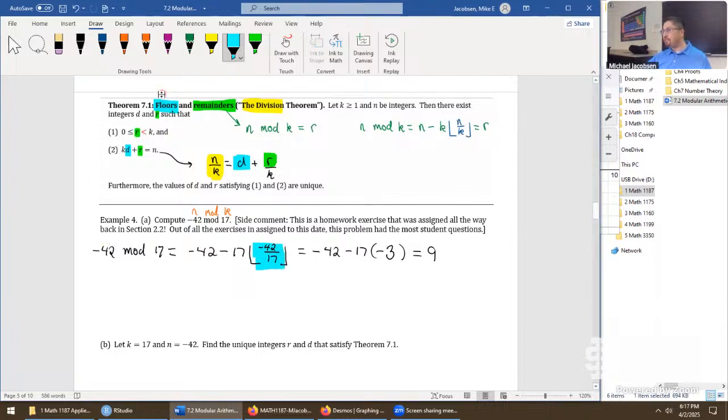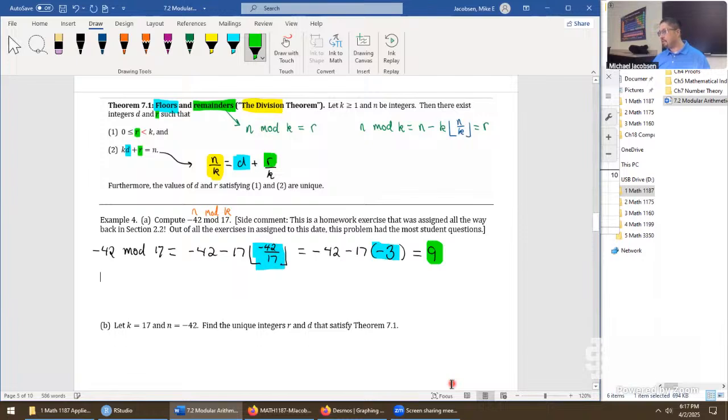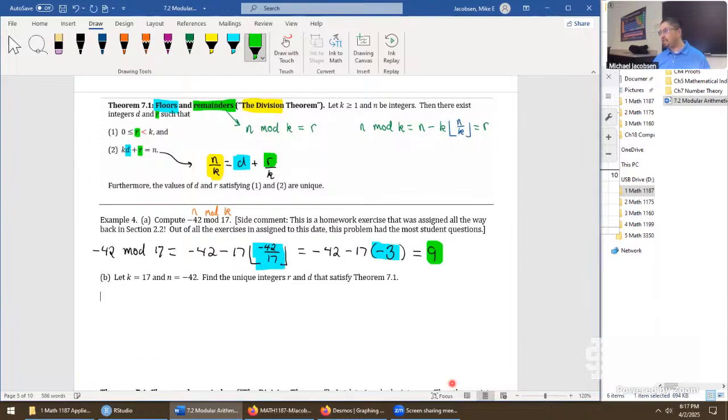That's the floor. When we say floor and remainder in the theorem, the floor is negative 3. When we say remainder, we mean the output of negative 42 mod 17, the value 9. Next, we'll put it together in part B to see how those highlighted values work out for the integers R and D. Any questions first, folks, on our solution to part A?